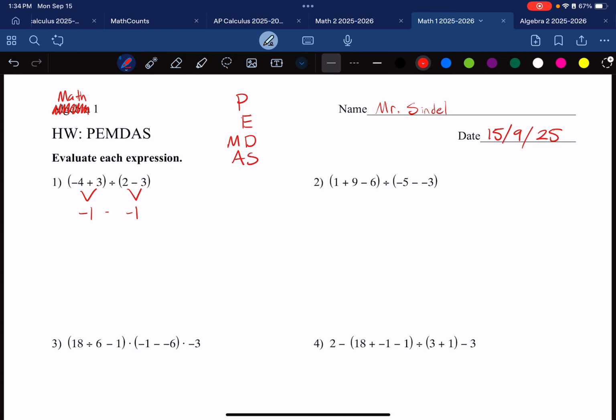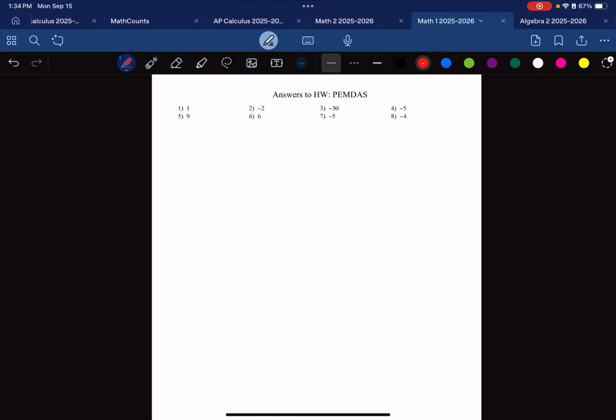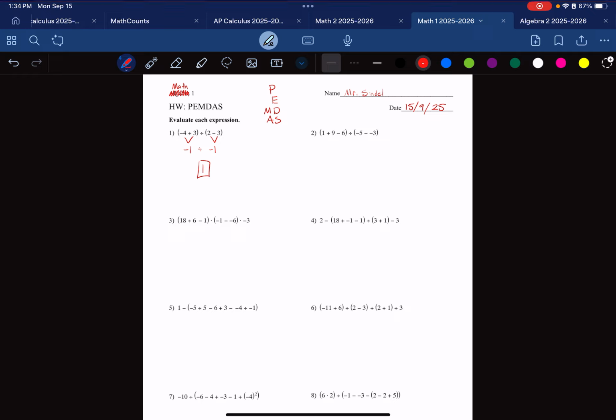And finally, I'm going to rewrite the division symbol in between. A negative divided by a negative is a positive, and 1 divided by 1 is 1. So it is a positive 1, and then I check my answers. For number 1, is the answer 1? I got it correct. Moving on to number 2.